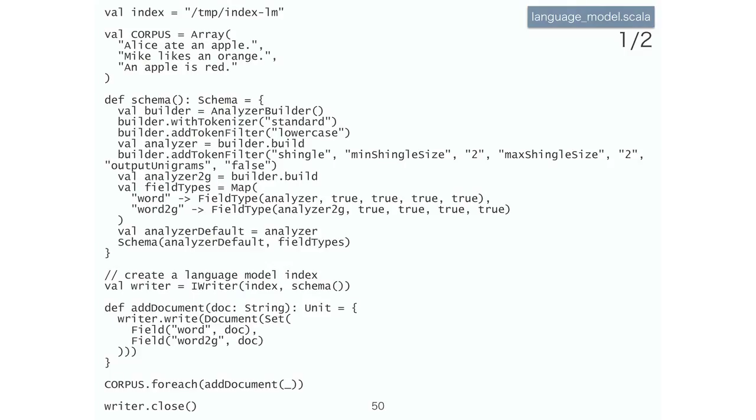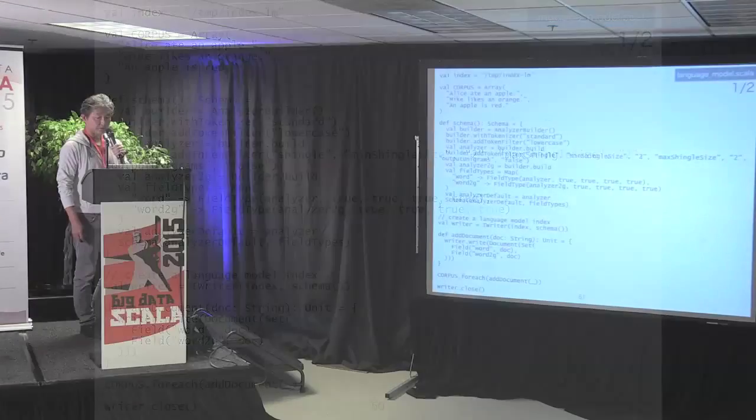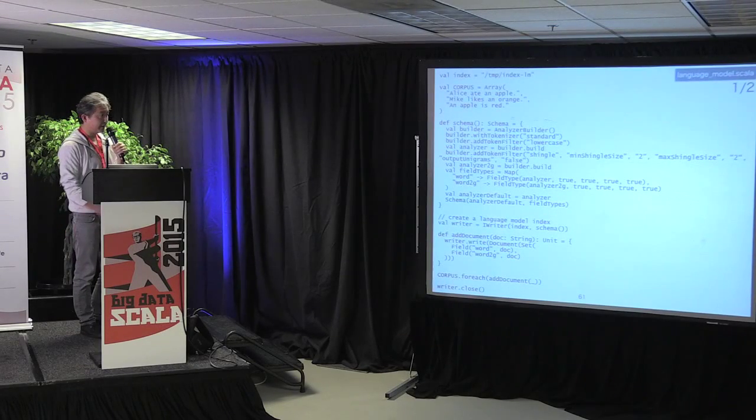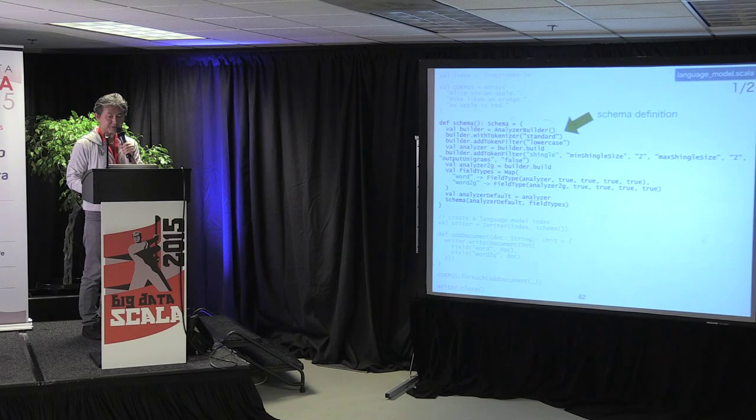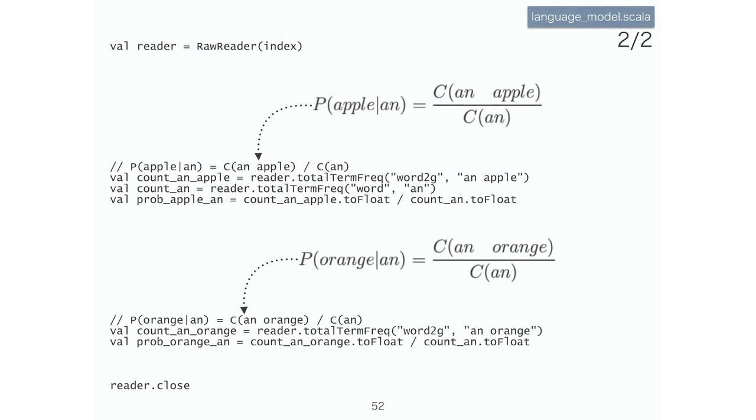Now, let's see the code for language model. The code looks almost similar to what we've seen previously, except the schema. This is a schema. We have two fields, word and word2G. The word field is a normal field, whereas word2G is a word bigram field. It uses shingle filter, and all text in the corpus is indexed. Then open the Lucene index in order to calculate probabilities of the language model.